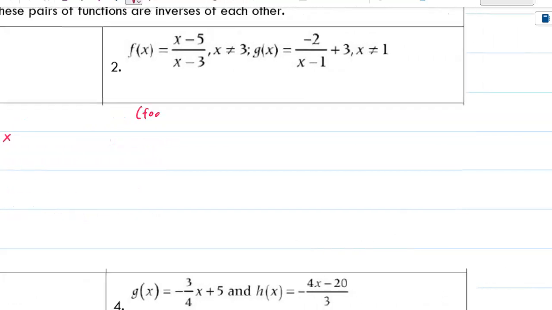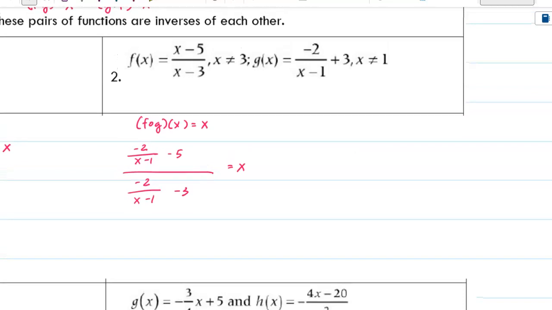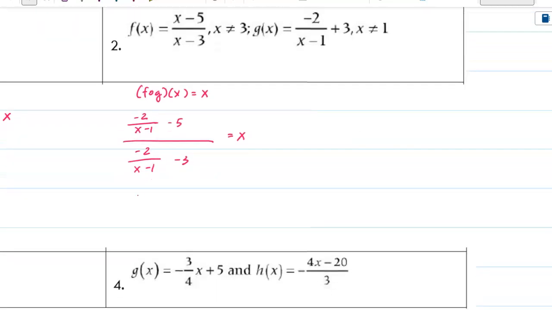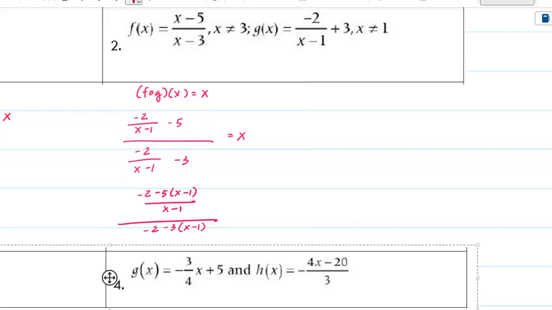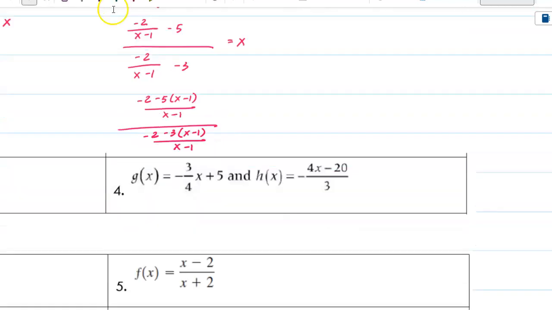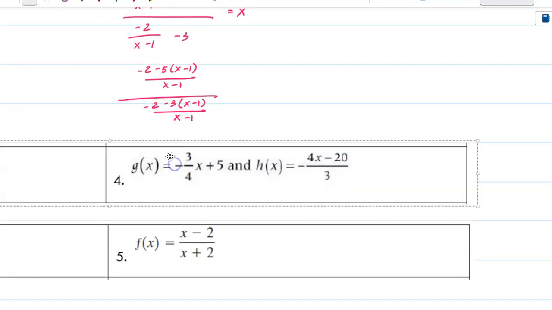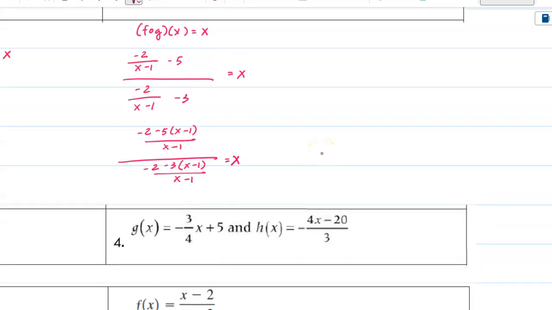Let's go ahead and prove f of g of x equals x. Negative 2 over x minus 1 minus 5 over negative 2 over x minus 1 minus 3. Does it equal x? Negative 2 minus 5 times x minus 1 over x minus 1, over negative 2 minus 3 times x minus 1 over x minus 1. Equal x.